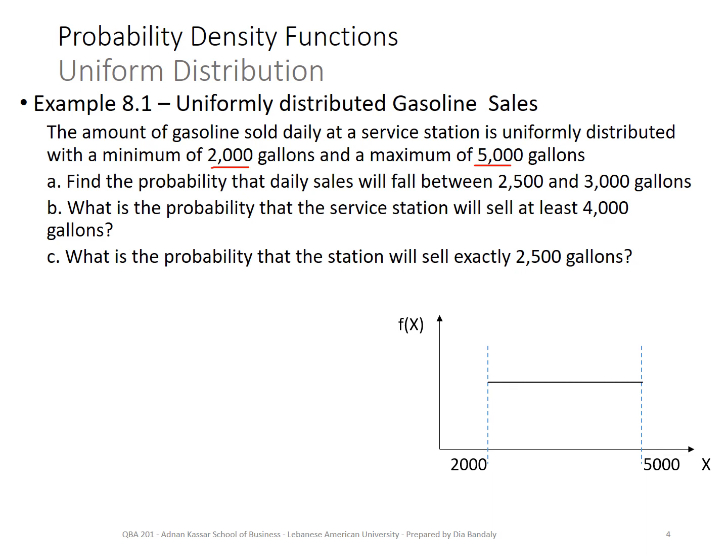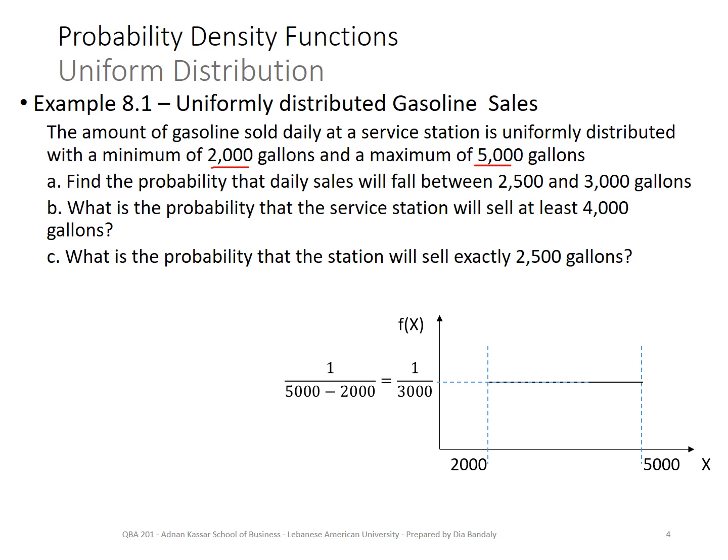We learned from previous slides that the PDF of a uniform distribution will be a horizontal line, and the height of this line, where it touches the vertical axis, will be equal to 1 over b minus a, where b is the upper limit and a is the lower limit. So in this case, it's 1 over 5,000 minus 2,000, which is 1 over 3,000. Once we have that, we are ready to find the probability for any range, because the probability represents the area under the curve.